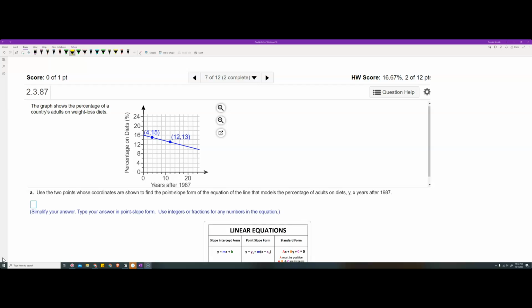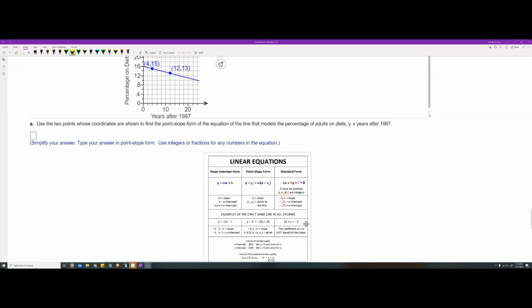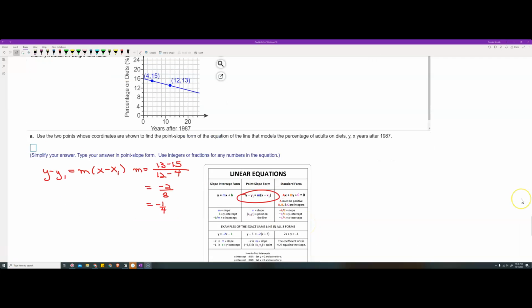The graph shows the percentage of a country's adults on weight loss diets. Use the 2 points whose coordinates are shown to find the point slope form of the equation of the line that models the percentage of adults on diets x years after 1987. We found the slope by taking these 2 points and plugging them into our slope formula, this being x2, y2, x1, y1, and we got a slope of -1/4.